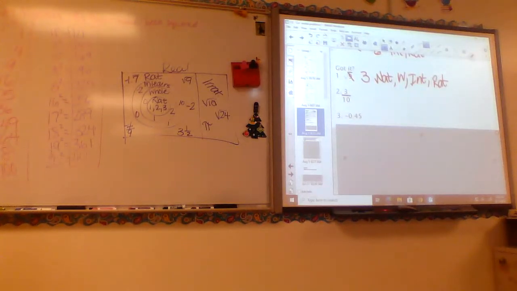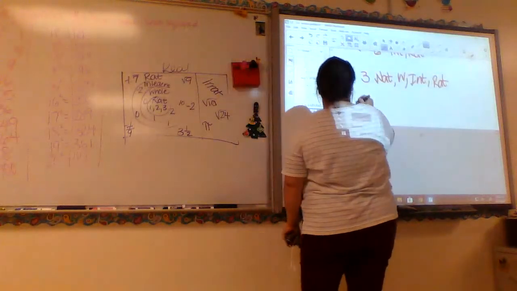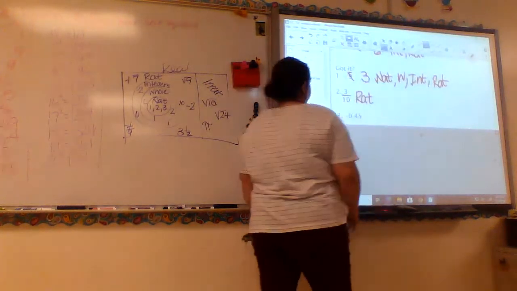All right, 3/10. Is that a counting number? Would you typically count by 3/10? No. So I would knock out natural, whole, and integer, because natural, whole, and integer are all about counting numbers. 3/10 is not a number you would count by. Is it rational or irrational? It's rational because it's a fraction, and rational numbers are any number that could be made into a fraction.